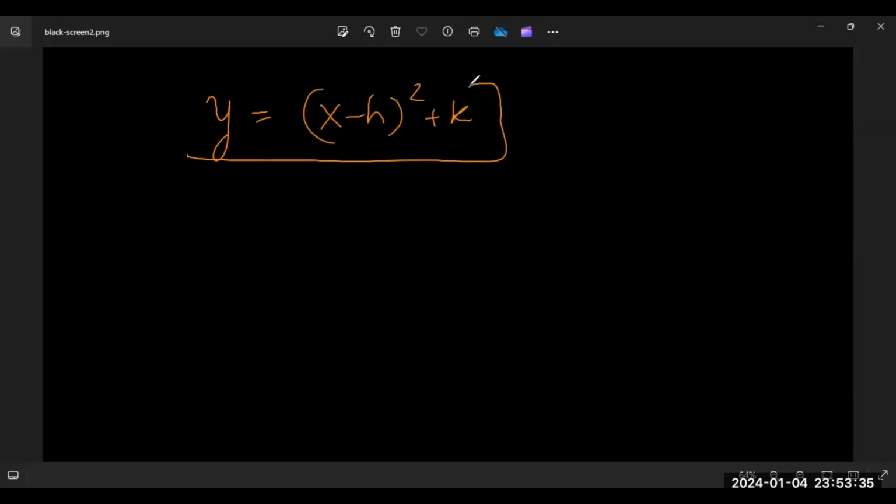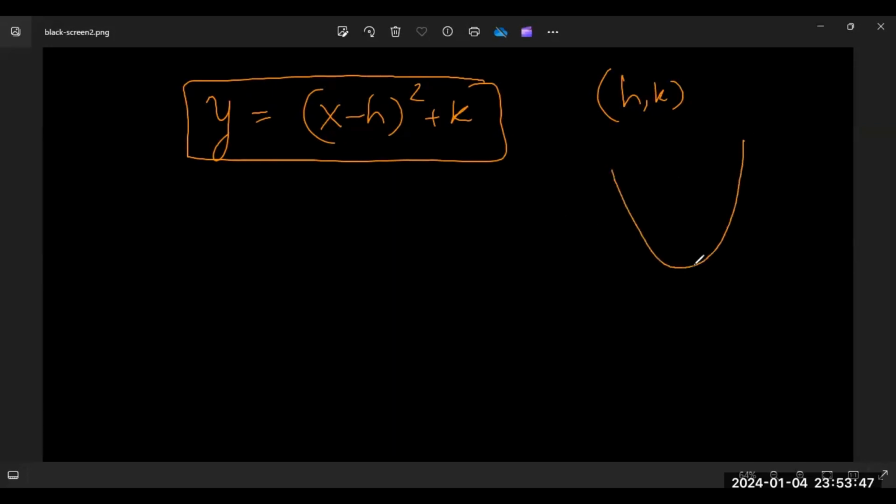We shall discuss the parabola in the general form first. So y is equal to x minus h square plus k. This is the general form of the parabola, where the vertex is h comma k. What is the vertex? Vertex means the point from which the parabola emits. That is called the vertex. And the imaginary mirror line which cuts the parabola into two equal parts is called the axis of symmetry. It's called the AOS, or the axis of symmetry.